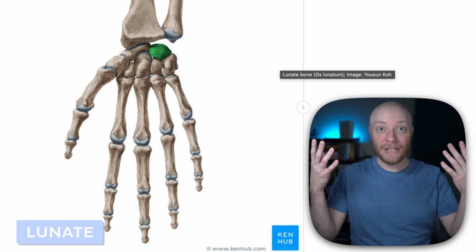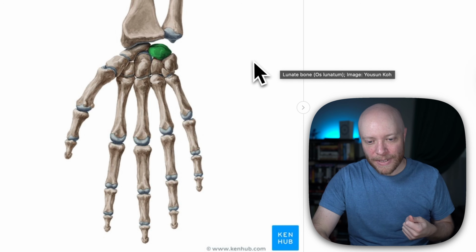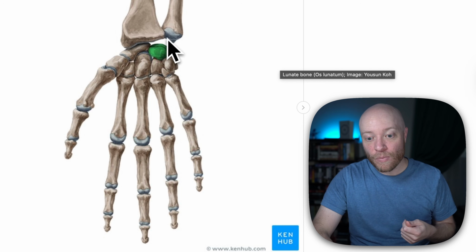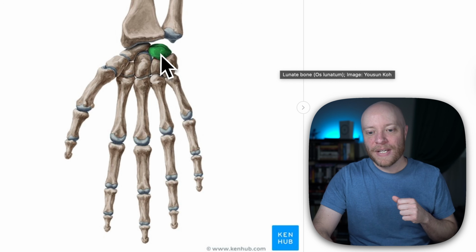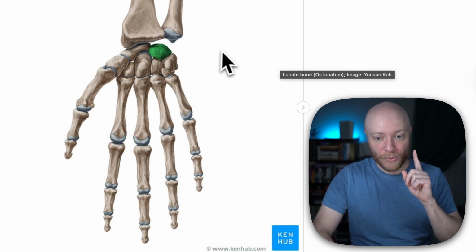So next, we have the lunate. Lunate, in reference to being lunar, because it is moon-shaped. This one is going to be articulating with the radius, and it can articulate with the ulna here. And this is going to be the next in our proximal row.